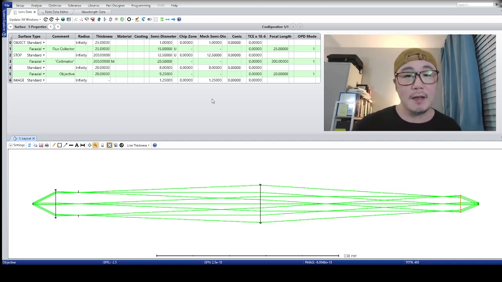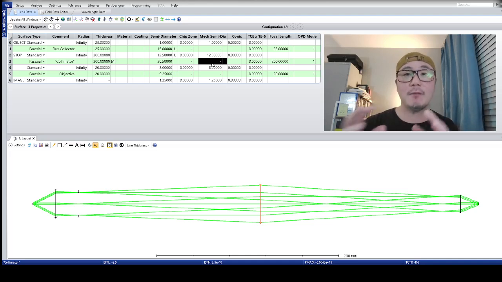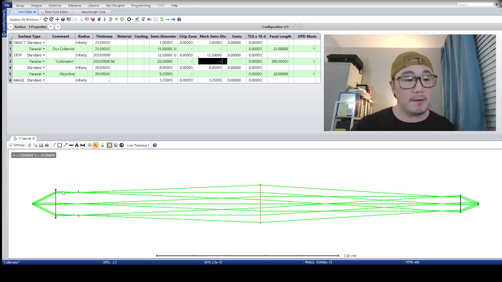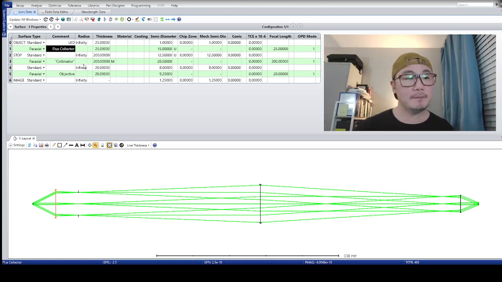So here is another concept of collimation in that it is a relative term. You're collimating rays relative to a plane, right? So the first lens is collimating rays relative to the LED. Here, let's call it an LED. Okay, it's an LED.